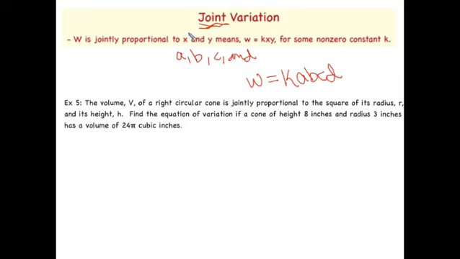Okay, so joint variation is very similar to direct variation, where we're multiplying, but we're just dealing with more than one item. We're comparing more than one thing. So let's take a look at an example.